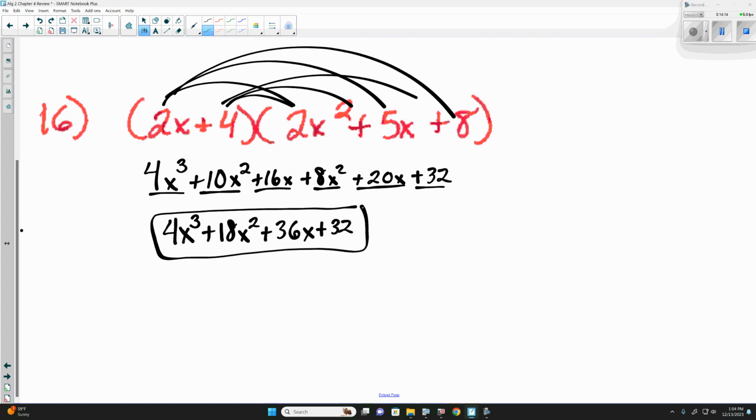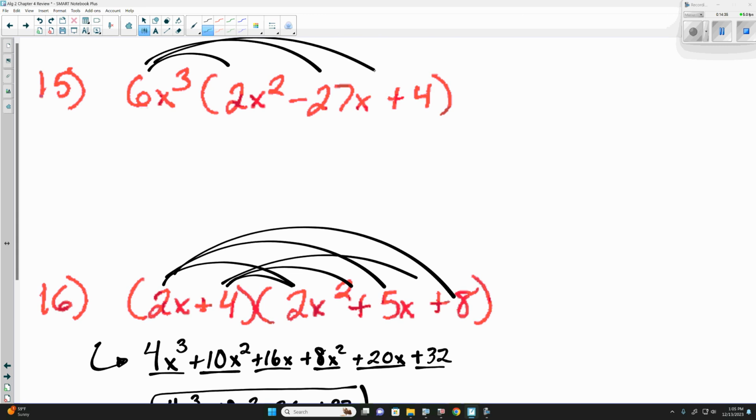Well, we multiplied first to get here. Then we combined like terms, yeah. Any other questions with 16? Questions on 15 through 19? Yes.